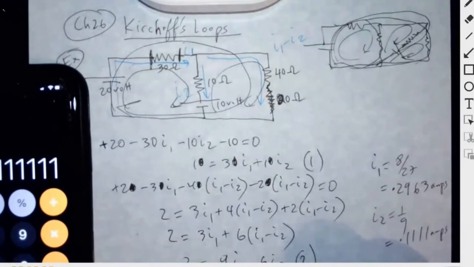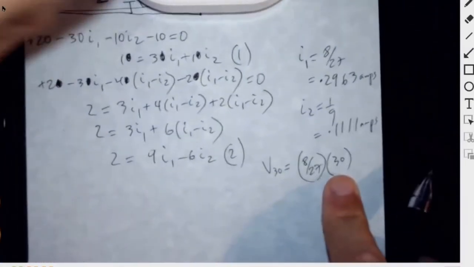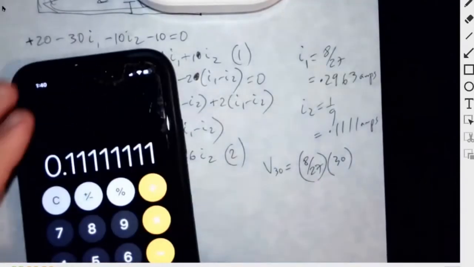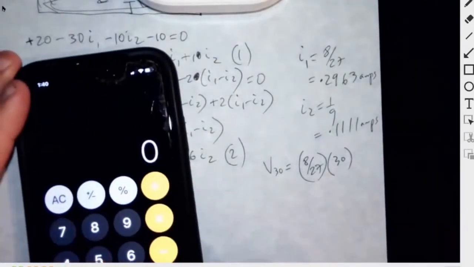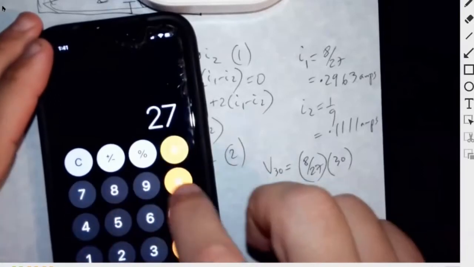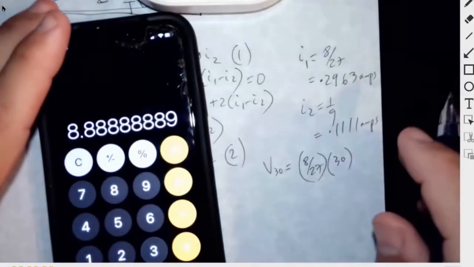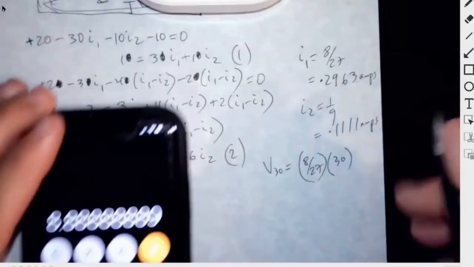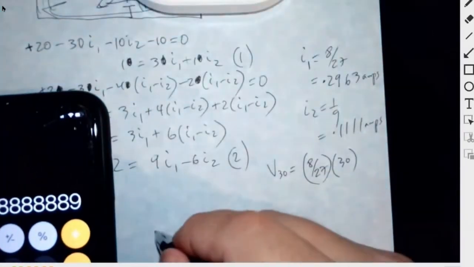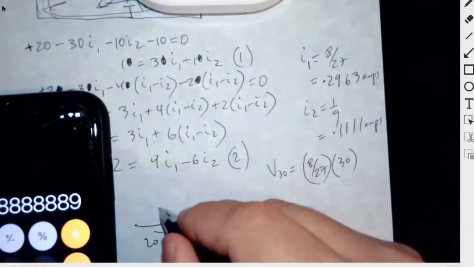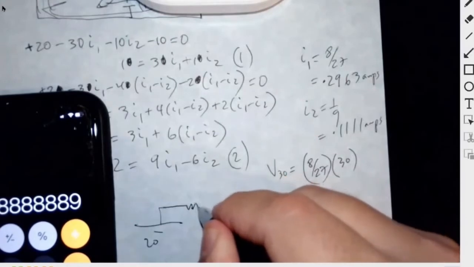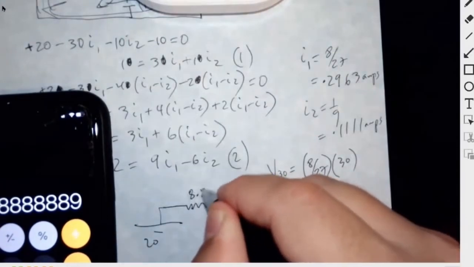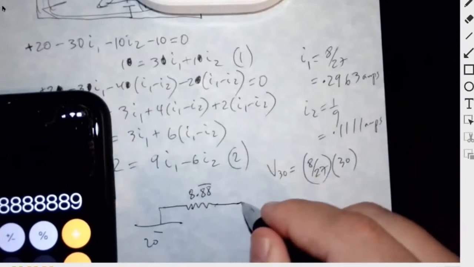So 8/27 times 30. I just multiply the current by the resistance. So 8 divided by 27 times 30, 8.888 with the repeating 8s. So that means the circuit looks like this. The voltage is 8.88, repeating 8s.